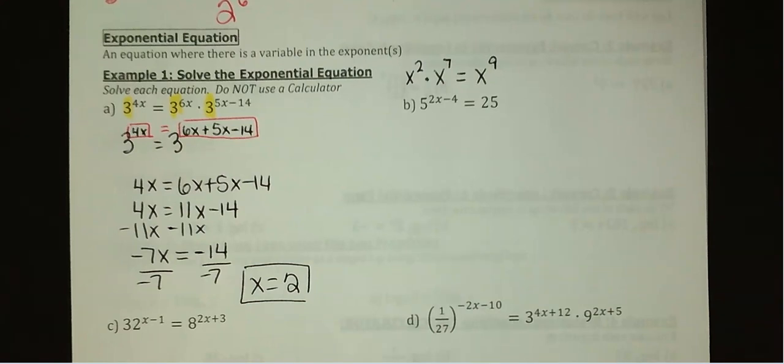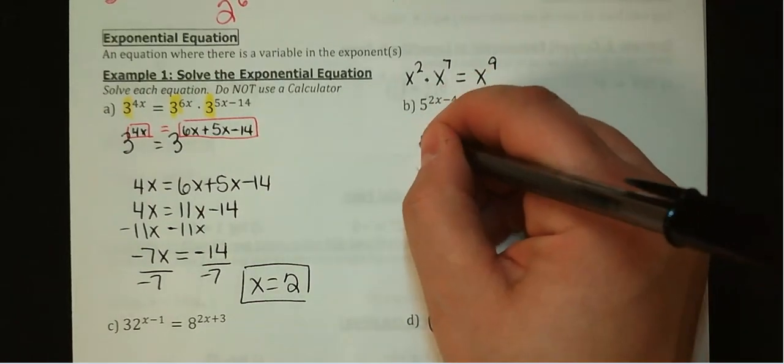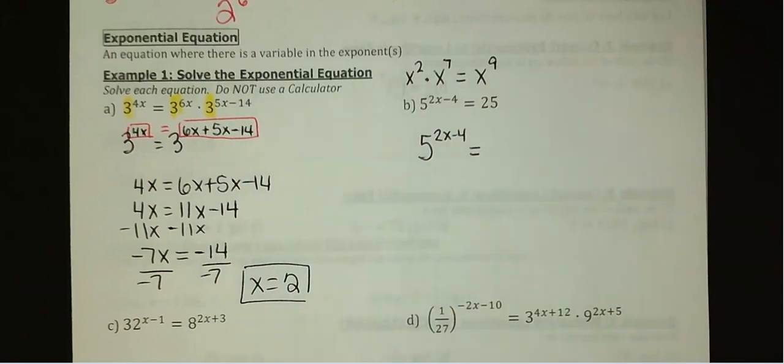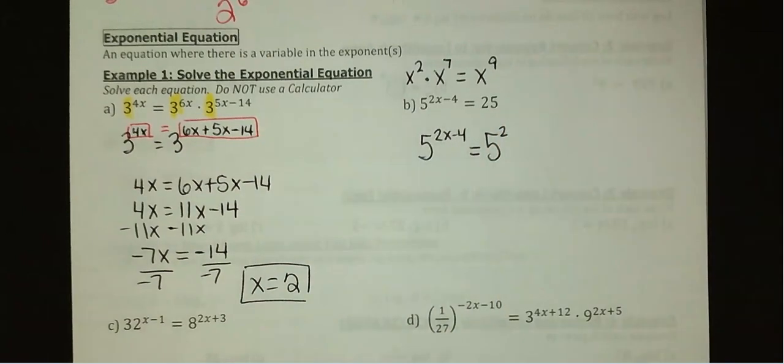If I don't have like bases, what I want to try to do is create like bases. So that's what's going to happen on this question here. So I have 5 to the 2x minus 4. Can you guys think of a way you could maybe rewrite 25 so it was 5 to a power? 5 squared. All right, so 25. I'm not doing anything. I'm just manipulating this for our purposes. So we've got 25, which I can write. It's the same thing as 5 squared.